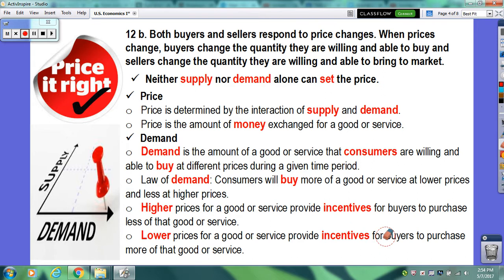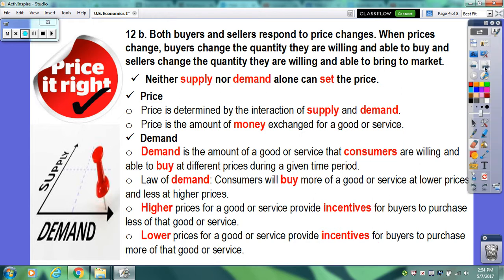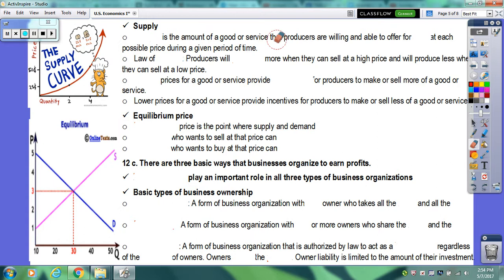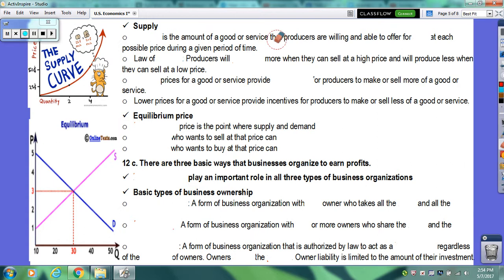So on both ends, whether price is low or price is high, there are going to be incentives for people to either buy less or more of that good or service. Let's move on to the next point. So let's spend a little time talking about supply and equilibrium price.